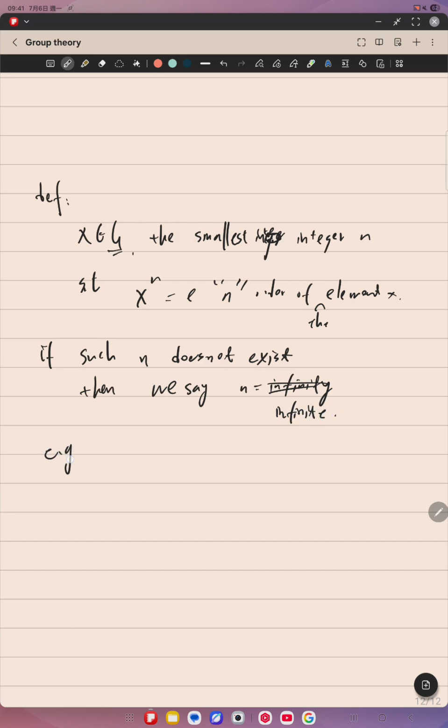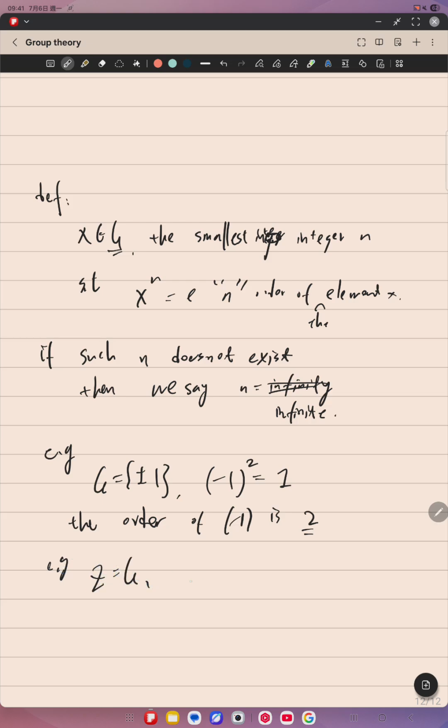Okay, so for example, if you consider the group G to be plus or minus 1, then minus 1 squared is 1, right? So the order of minus 1 is 2. Okay, and if you consider the group to be the integers, and you take 1 in the integers, then 1 plus 1 is 2, right? 1 plus 1 plus 1 is 3. So keep going, it never becomes the identity. So this order is infinite.